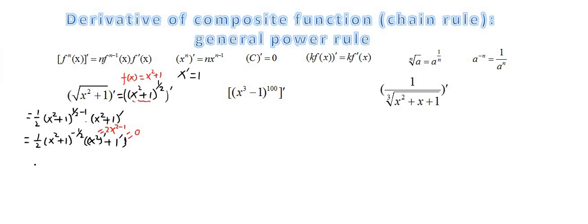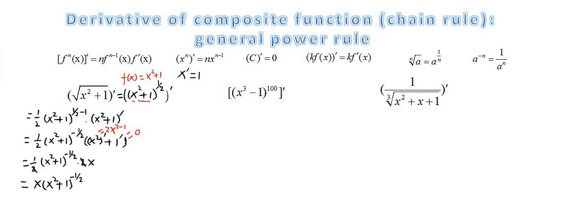Now we have 1/2 times x squared plus 1 to the power negative 1/2, and this will be 2x. We can cancel out 2. We're gonna get x times x squared plus 1 to the power negative 1/2.